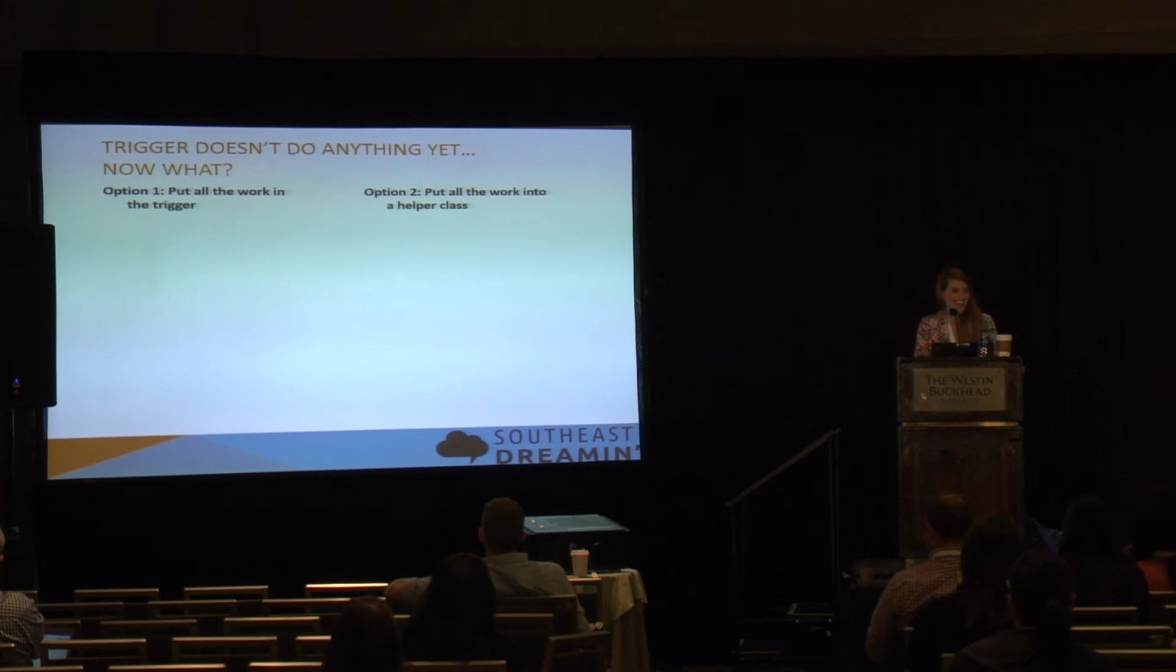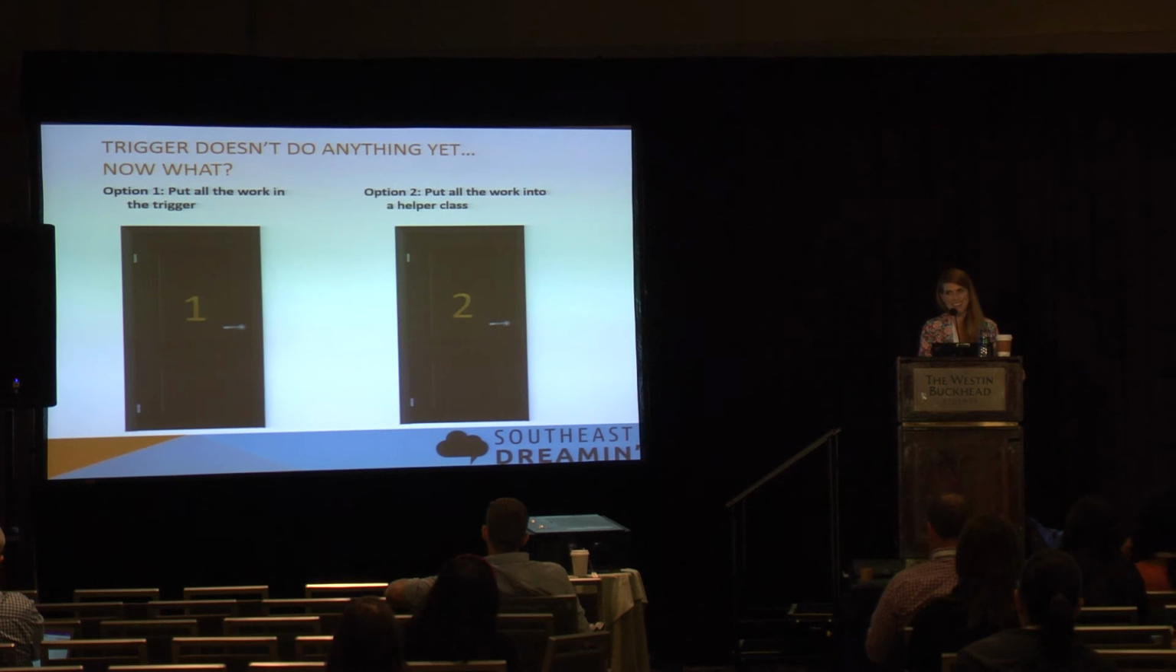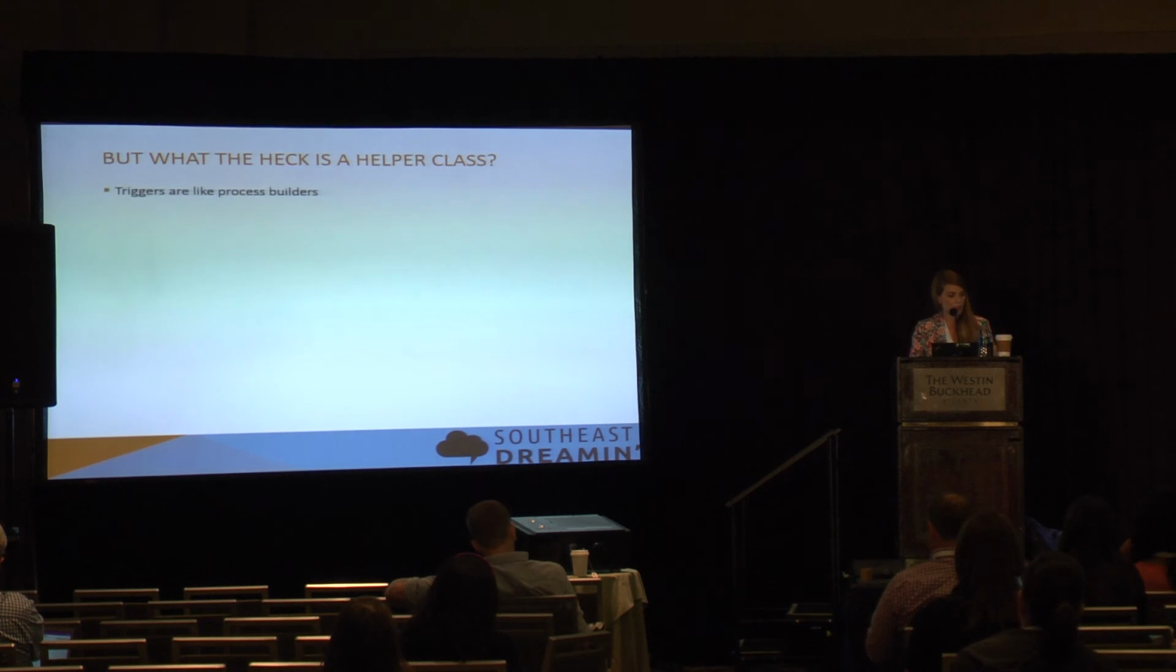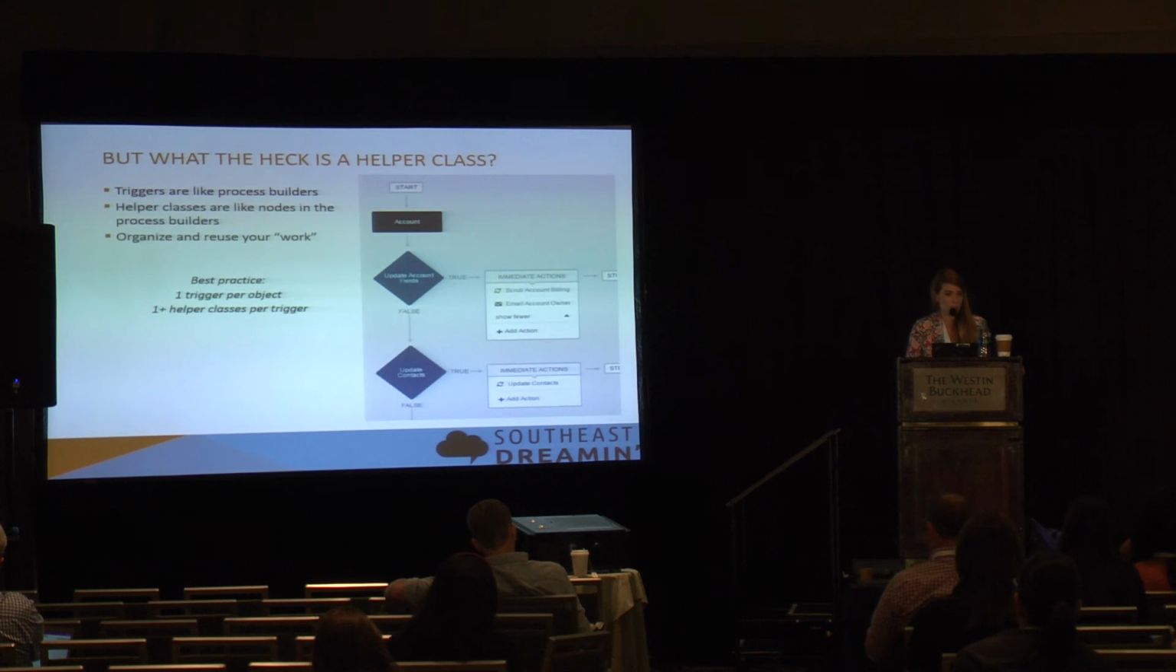Cool. All right, so now we have two options. We can put all of our work into the trigger, or we can put all of our work into a helper class. What is a helper class? So today we're not going to get really deep into what helper classes are and how you should use them instead of writing all your work into the trigger, which is why I don't have 500 lines in my triggers. But I'm going to cover them very briefly so you know which door to pick. Triggers are like process builders. I keep on drawing this kind of parallel, right?